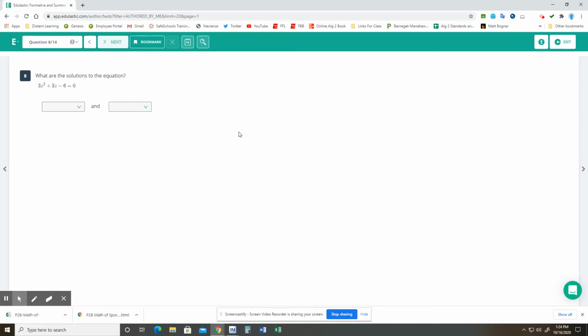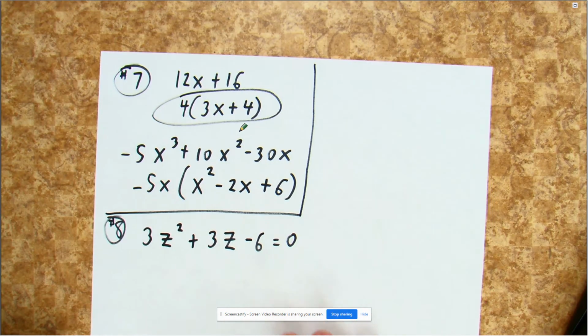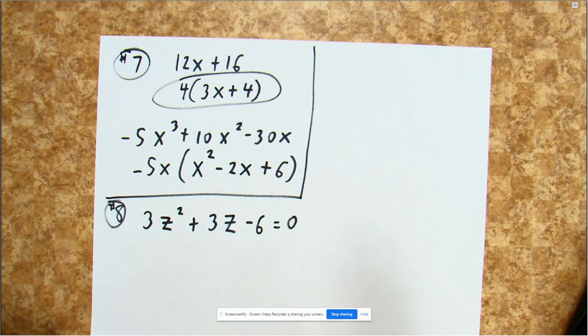For number 8, they want to know what are the solutions. Just another way of wording the problem. Let me write down number 8. Now, they did use a z, which is fine. You don't have to worry too much about it being a z. If you notice, when I write my z's out, I usually put that little line in the middle so that you don't confuse them with 2's.